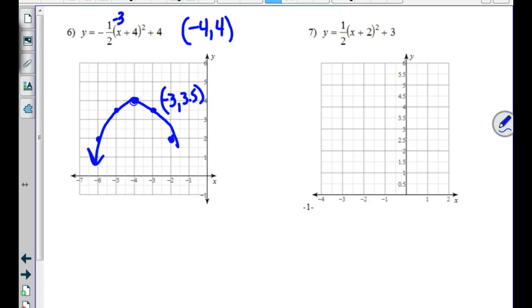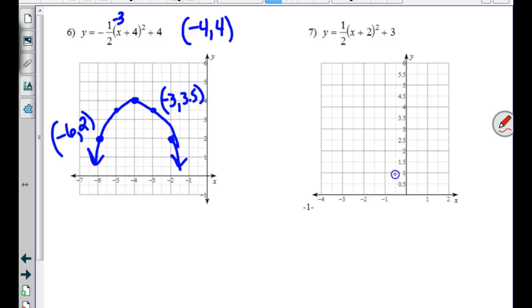So if you wanted to check one of those, like it looks like I'm at -6 over here. If I put that in, -6 plus 4, -2 squared is 4. Half of that is 2, but it was negative, so it's -2 plus 4 is 2. It's working.